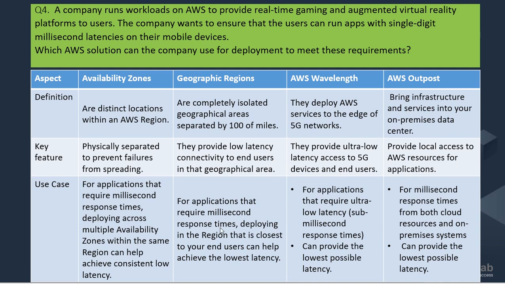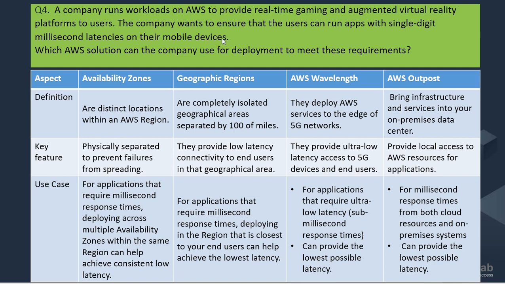Availability zones are distinct locations within an AWS region. Geographic regions are completely isolated geographic areas separated by hundreds of miles. AWS Wavelength deploys AWS services to the edge of 5G networks. AWS Outposts brings infrastructure and services into your on-premises data center. If you look at the question, the keywords would be providing real-time gaming and augmented virtual reality, and the other would be that users can run apps with single-digit millisecond latencies on their mobile devices.